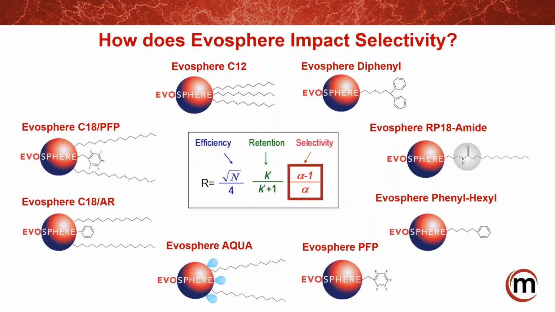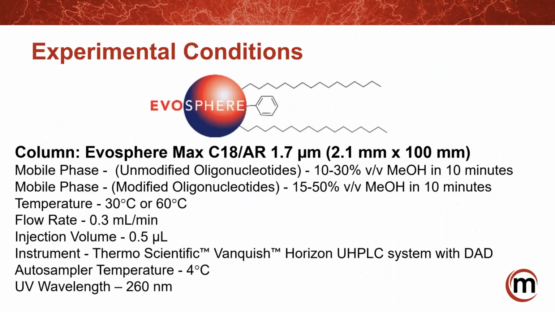So we did offer this number of chemistries in the Evosphere. And with that, I'm sure it's going to translate to the work we're doing on the oligonucleotide side. So that gives you the background of the tool for the toolbox to get the separation done. But here's how we're going to apply it so that we get some really unique oligonucleotide separations.